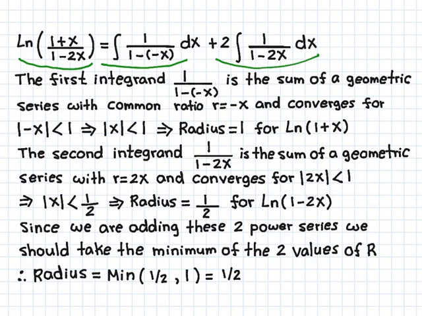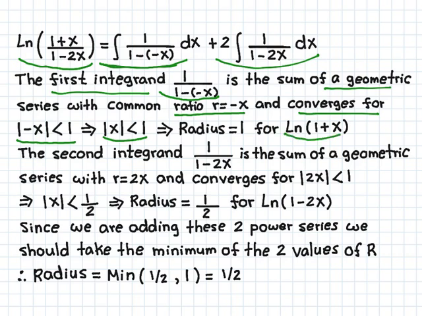Now let's look at the integrand. The first integrand, 1 over (1-x), is the sum of a geometric series with common ratio r equals negative x, and converges for absolute value of negative x less than 1. That implies it converges for absolute value of x less than 1, so the radius of convergence for log of 1+x is just equal to 1. Radius is equal to 1.